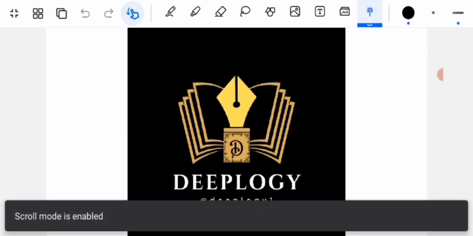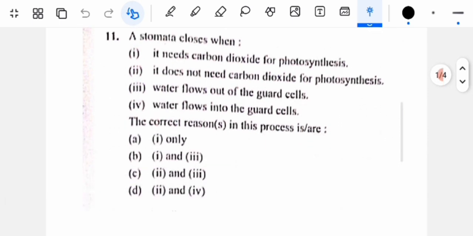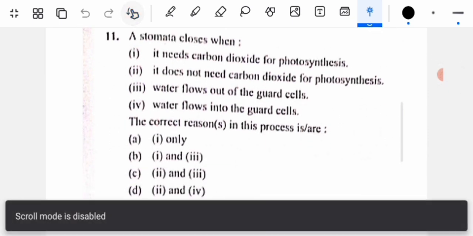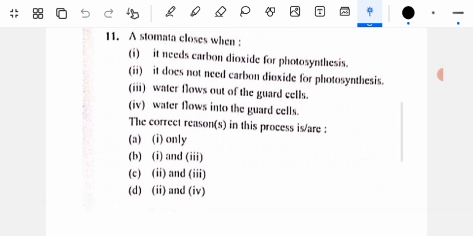So today we are going to discuss important questions regarding the topic of nutrition, what we have learnt. Okay, the first question says that the stomata closes when it needs carbon dioxide for photosynthesis. It does not need carbon dioxide for photosynthesis. Water flows out of the guard cells. Water flows into the guard cells. What do you think? Pause the video and answer it first. Then we'll get into a solution.